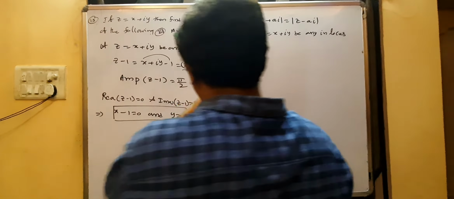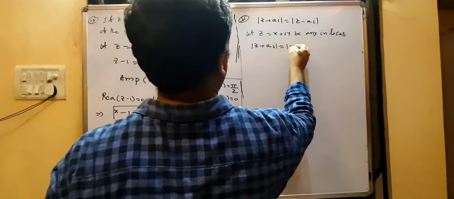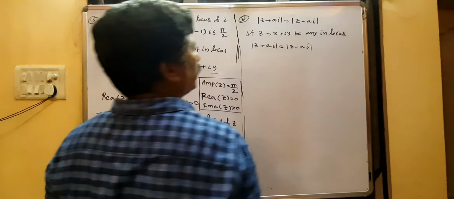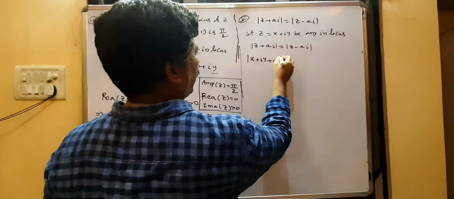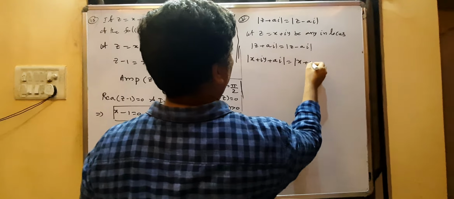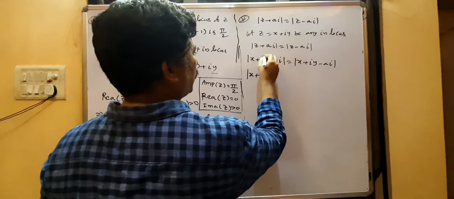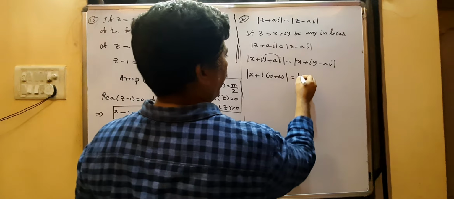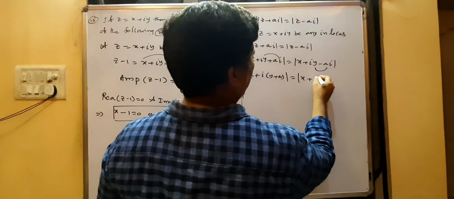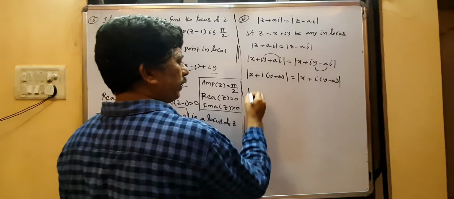What is given? Mod of z plus ai equal to mod of z minus ai. Z means x plus iy, so mod of x plus iy plus ai equal to mod of x plus iy minus ai. That is mod of x plus i(y plus a) equals mod of x plus i(y minus a). Mod of x plus iy means root of x square plus y square.